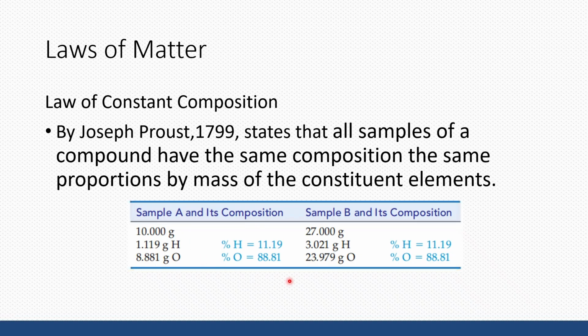Now, let's say we have sample B of the same compound, which has more mass, let's say 27 grams. After the reaction, it has 3.021 grams of hydrogen and 23.979 grams of oxygen. When we divide each mass of the element by the sample mass, as you can see, the percent hydrogen and oxygen will not change. So that's what it says in the law of constant composition, wherein even if the sample mass changes, the percentage of respective elements will remain the same.